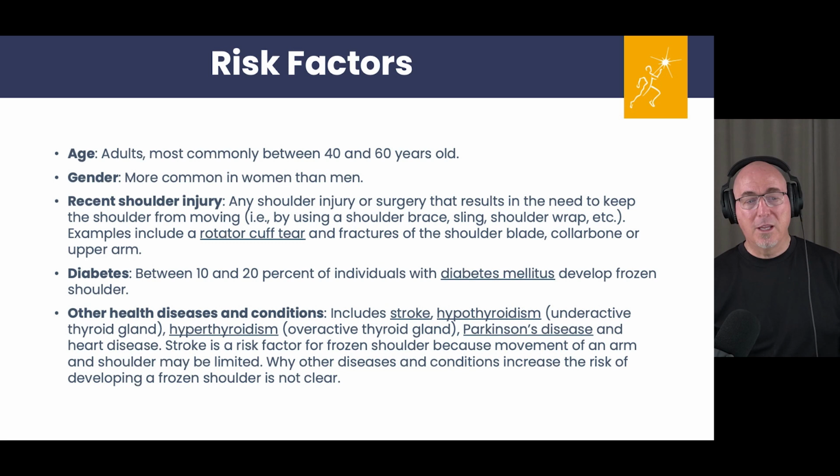Hypothyroidism, or an inactive thyroid gland, or overactive thyroid gland, Parkinson's disease, and heart disease also seem to have a relationship to frozen shoulder. Now that, again, could be chemically or inflammatorily induced types of problems that we would see in the shoulder. I do see that Christine threw up a question here just asking about menopause.